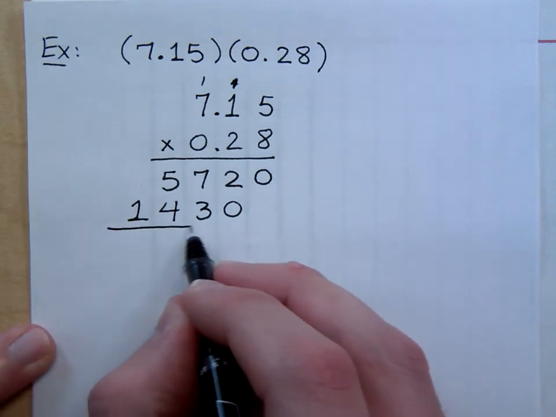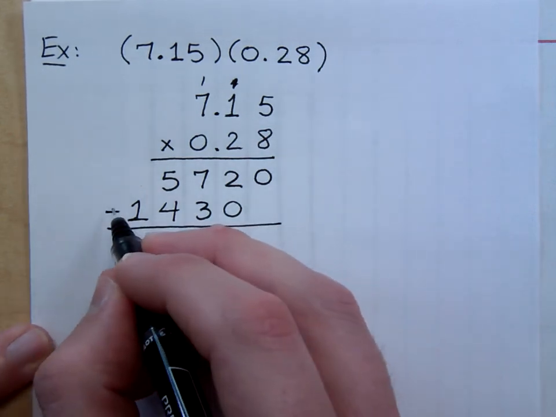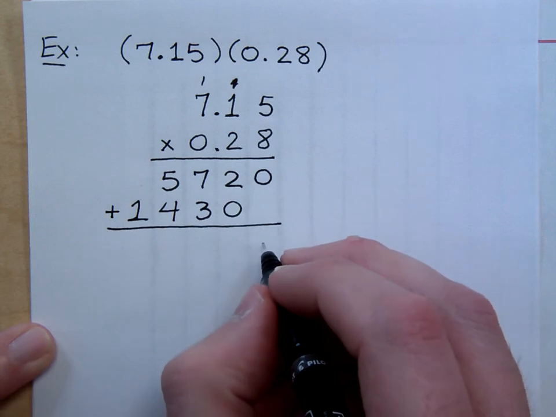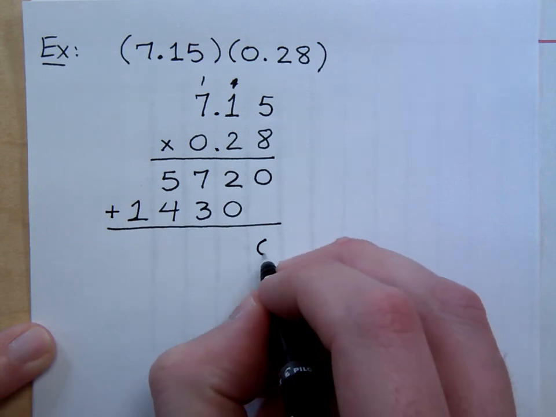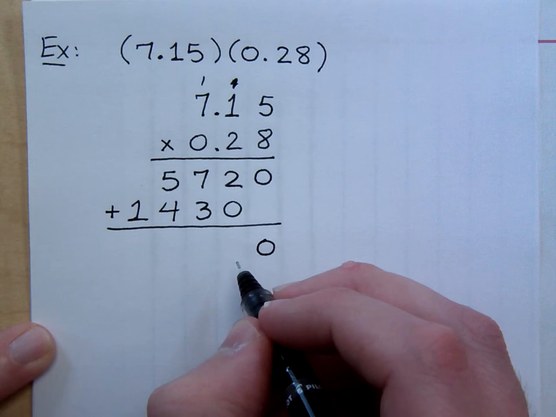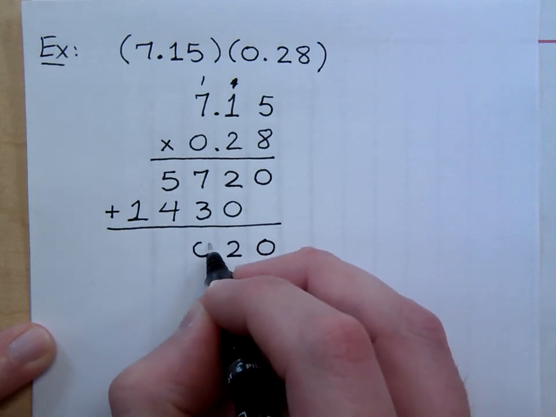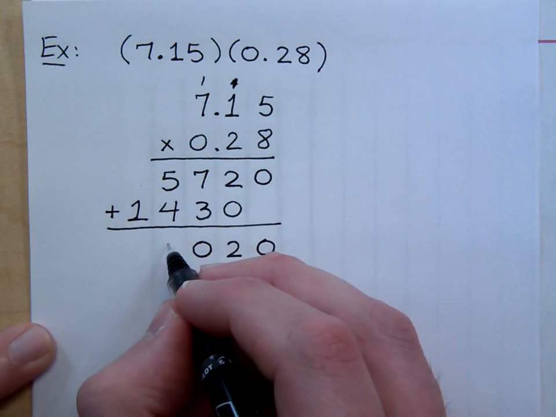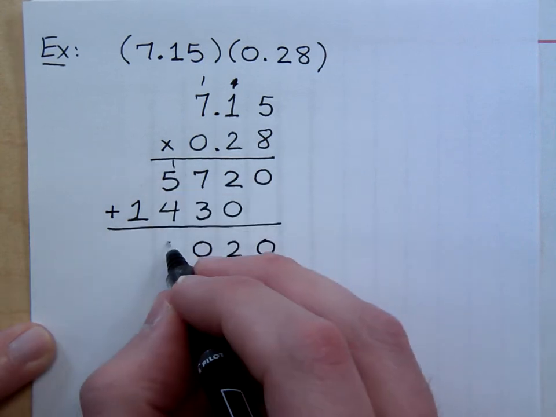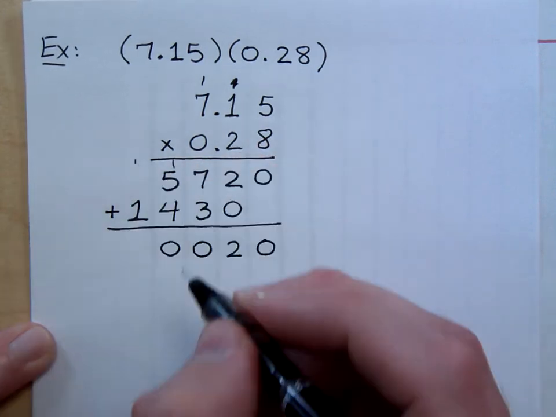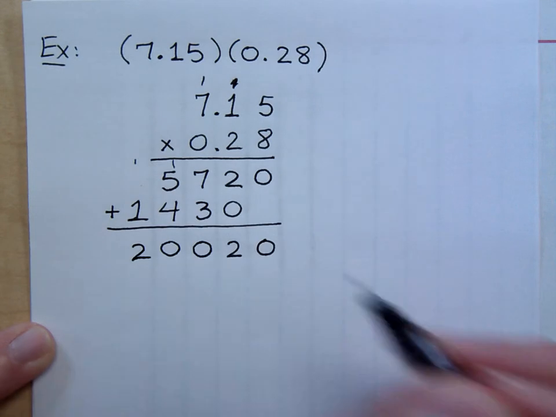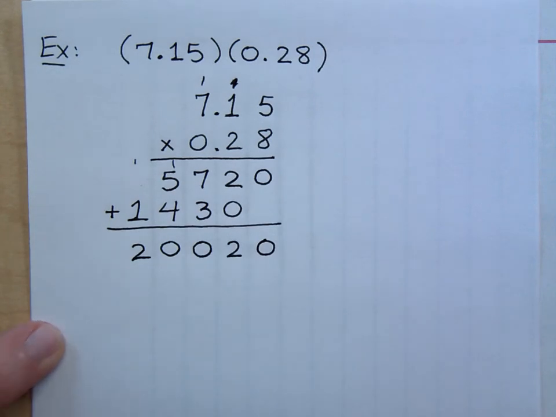So now we add all of this, and what do we have? So that's 0, 2, 0, carry the 1, so that's 0, 2.